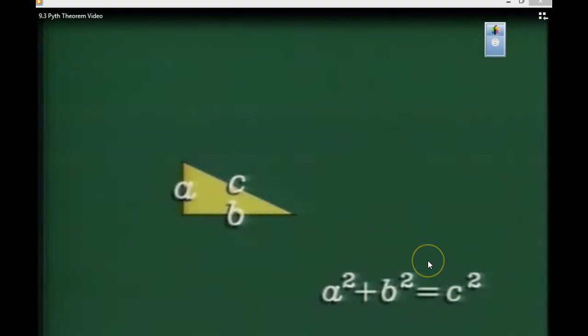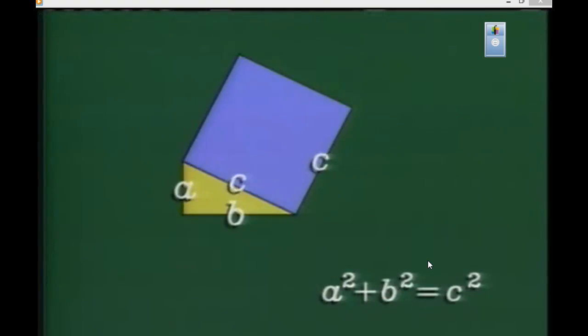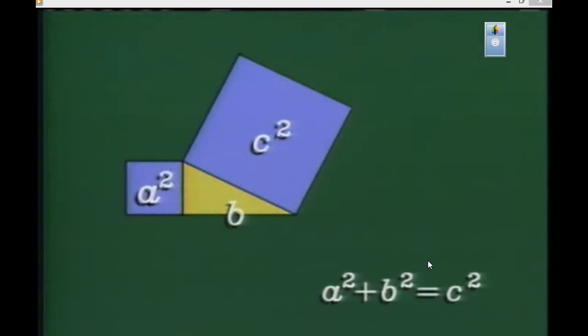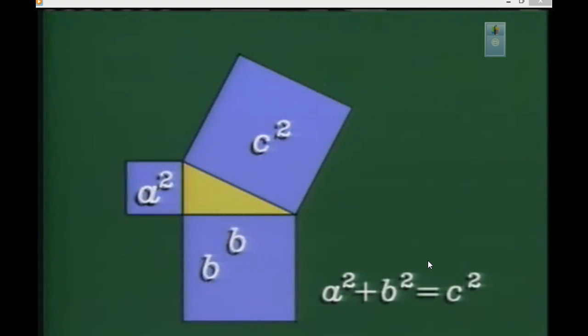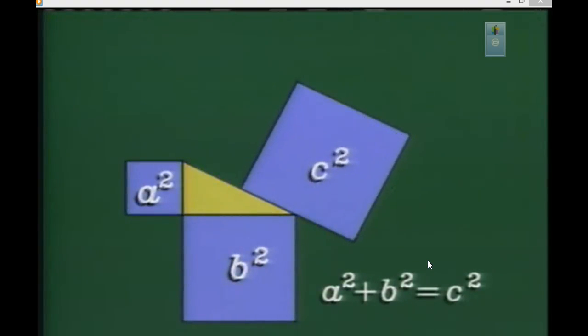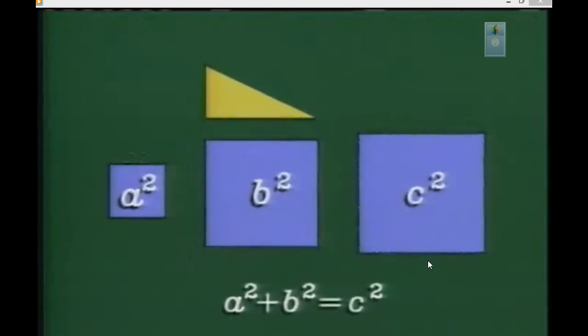A more profound link with geometry came from the Pythagorean theorem. In any right triangle, the square of the hypotenuse is equal to the sum of the squares of the legs. In other words, the sum of the areas of the two small blue squares is equal to the area of the large square. Here's how the Chinese proved this theorem.